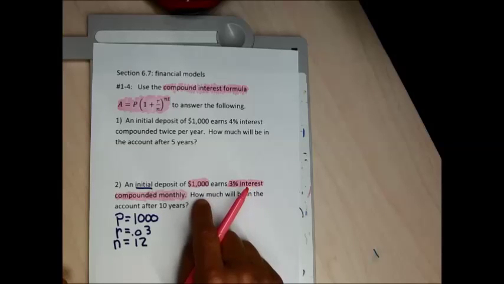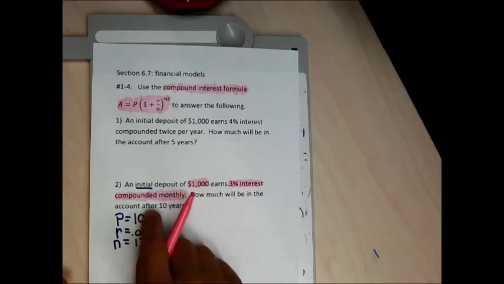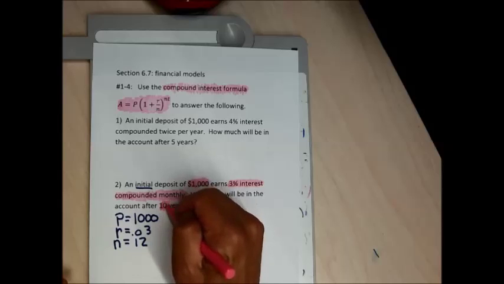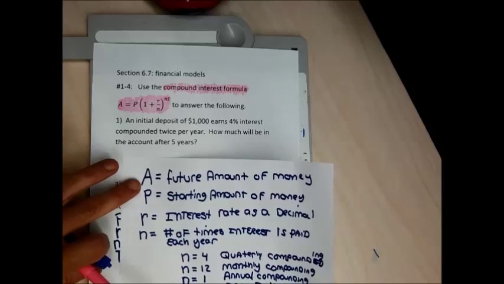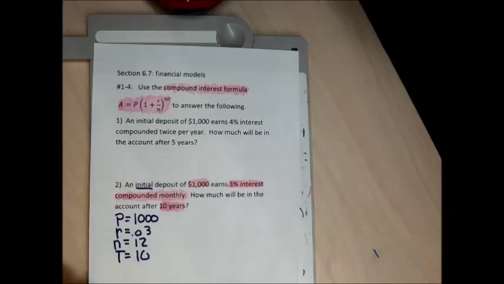And then the second sentence, or second part of this, has the question that needs to be answered, and it has one more number. How much will be in the account after 10 years? The 10 years is a T because it's a time. And what I'm solving for is how much is going to be in the account after 10 years. I'm solving for the future amount of money. So the A is what I'm solving for.